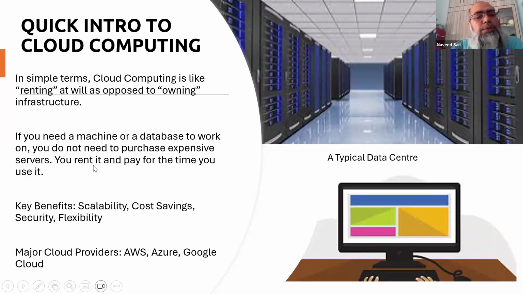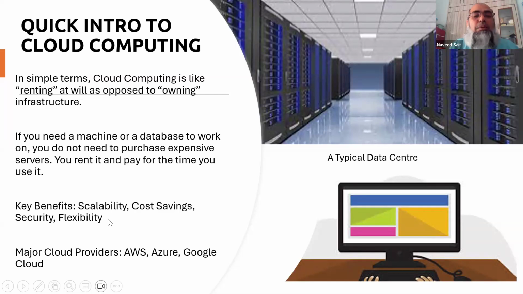So if you need a machine or database, you do not need to purchase it. That's expensive. That's what companies are doing. Now companies are not putting a lot of money in data centers. And you see this picture. You need a room, you need servers, you need cooling, electricity. There's so much into it. Rather, companies are using these public clouds. The data is secure. They have taken care of all of this. Otherwise, companies will not put their data on that, right? So you rent and pay only for the time you use it.